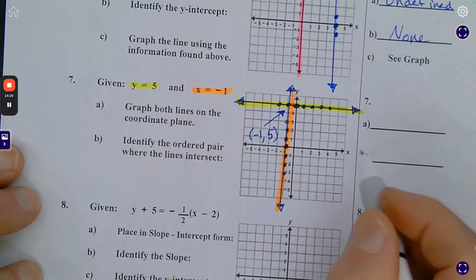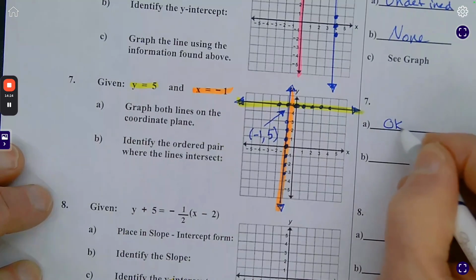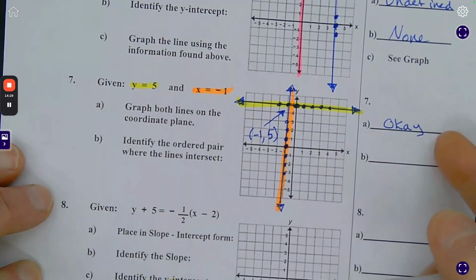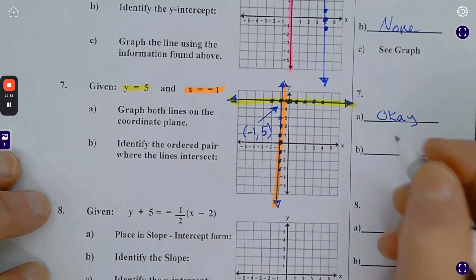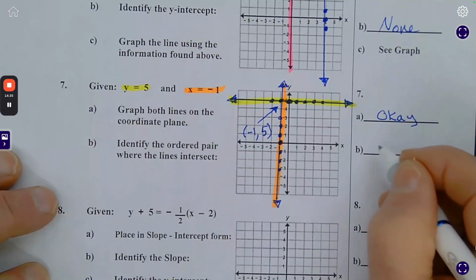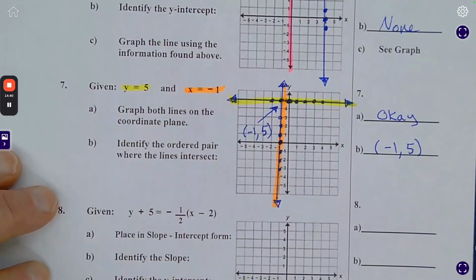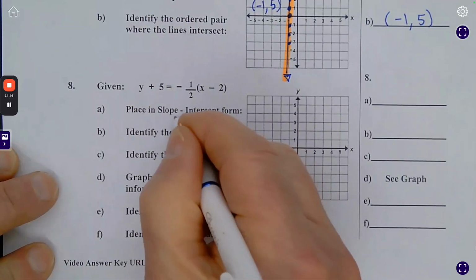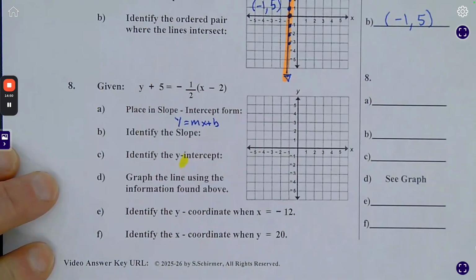Okay. Why does it say graph both lines in the coordinate plane? Okay. I'm just going to write okay. But what's going to happen when I actually fix this worksheet is I'm going to say C graph there. Okay? Identify the point of intersection, the ordered pair, negative 1, 5. Okay. Last one. Oh my gosh, they jumbled it up again. They say place in slope intercept form. Y equals mx plus b.